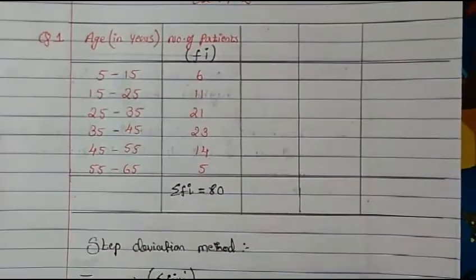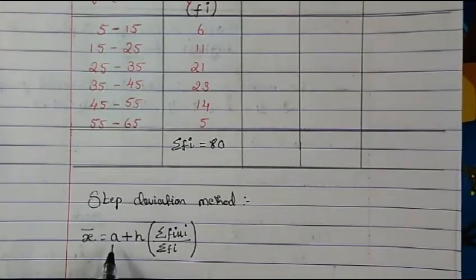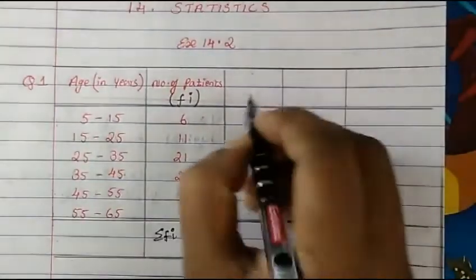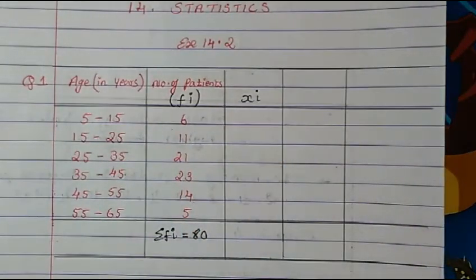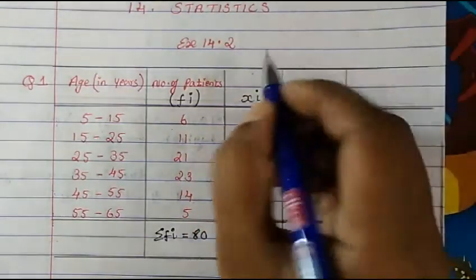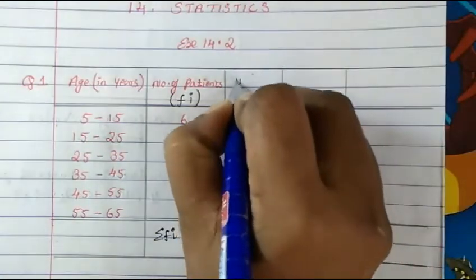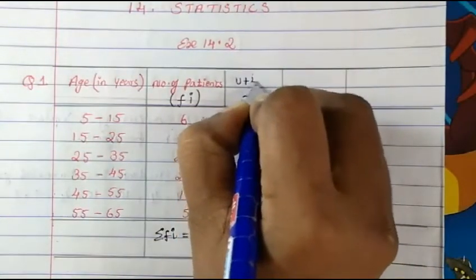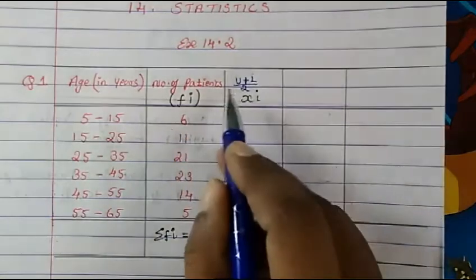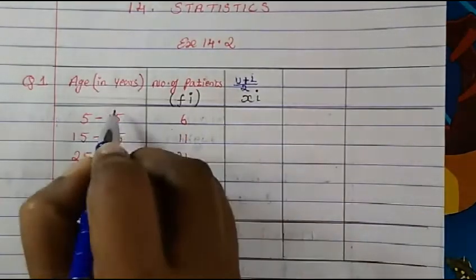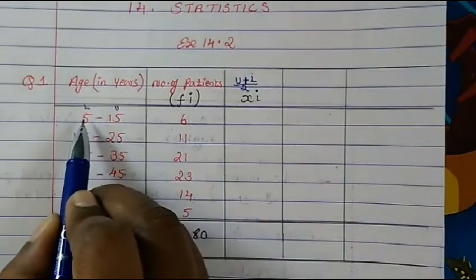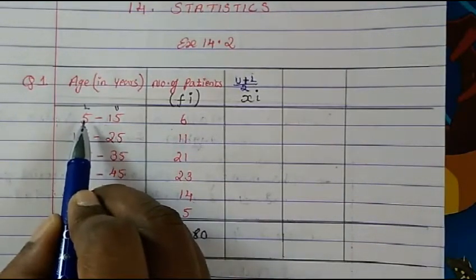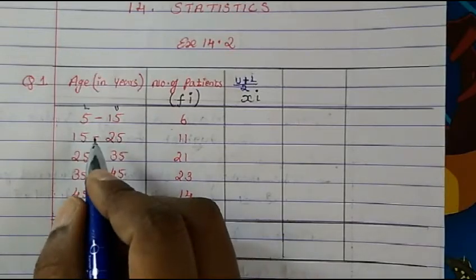is 80. So now we have to find out a. To find out a, first we need to know xi. So we have to calculate xi. From here only we get a value. And xi, how do we calculate? We calculate upper limit plus lower limit divided by 2. So that's how we get the xi. So this is upper limit and this is lower limit. So 15 plus 5 is 20. 20 when you divide by 2, we will get 10.